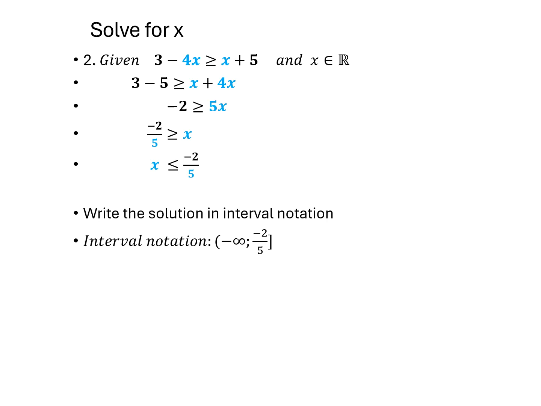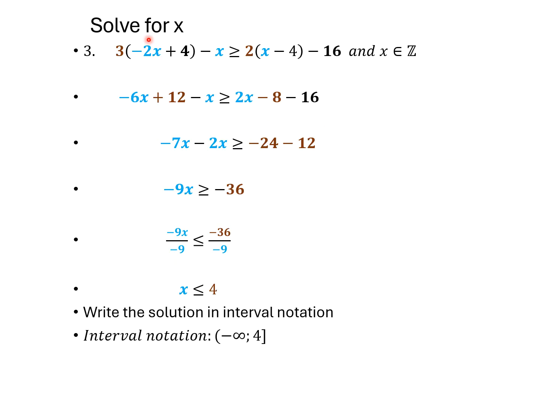Right, next problem. All right, number 3, again solve for x. Now we've given you 3 in brackets minus 2x plus 4 minus x greater or equal to 2 in brackets times x minus 4 minus 16. And very important, they say x element of integers. Right? So there we're first testing distributive law. So there I must multiply 3 with everything in the bracket and 2 with everything in the bracket. So 3 times minus 2x gives me minus 6x.